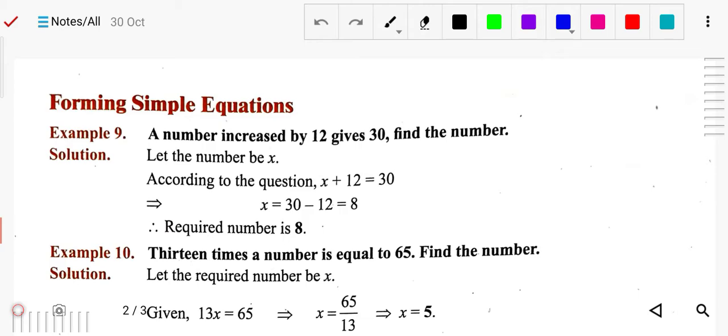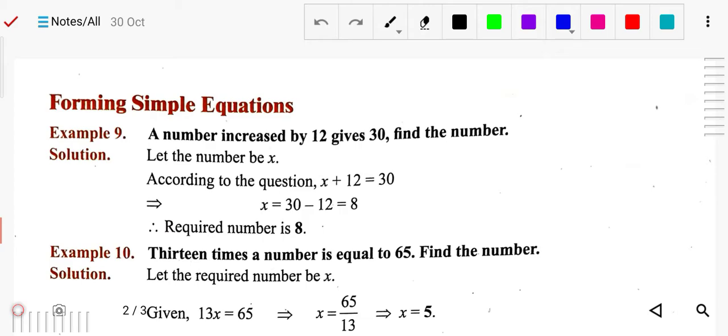Forming simple equations means we will form the equation by reading the word problems. The questions will be given in words, in sentences. We have to find out the data from there, and we have to form the simple equation, which is based on linear equations in one variable. So you can see the example: a number increased by 12 gives 30.